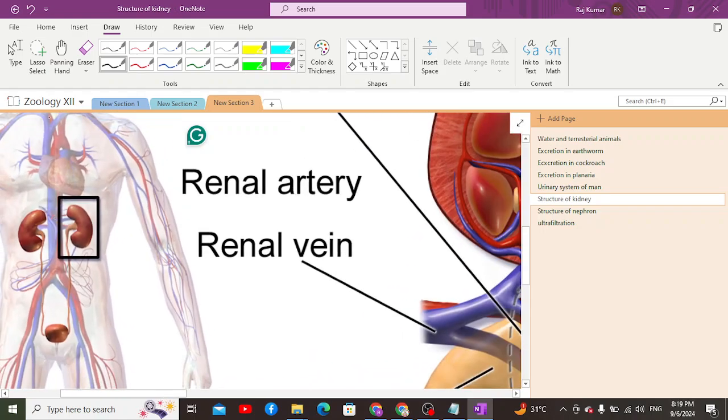On the back side, on the posterior side, we have the vertebral column, and on either side of the vertebral column we have the kidneys. These kidneys start from the 12th thoracic vertebra and end at the third lumbar vertebra, and they are found at the 11th and 12th ribs, which are also known as floating ribs, below the rib cage.